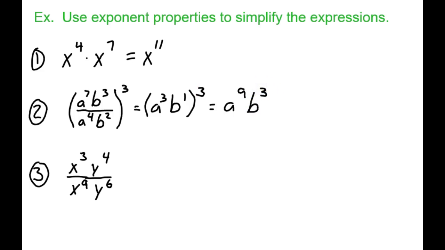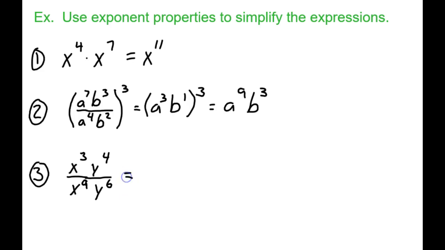So now I want you to think about if there's another approach you could take to get the same simplified answer. Now the third example, we have x cubed times y to the 4th, all that divided by x to the 9th times y to the 6th.